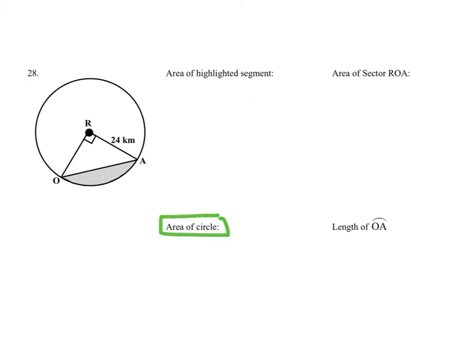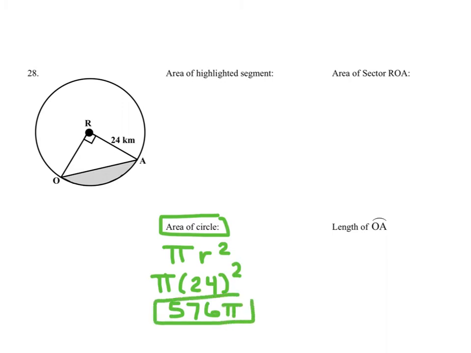Alright, I'm given a circle. I have a radius of 24. Guys, area of a circle is pi r squared. So I'm going to have pi times 24 squared. 24 squared is 576. Keep the pi there. 576 pi is your area. Area of the circle.